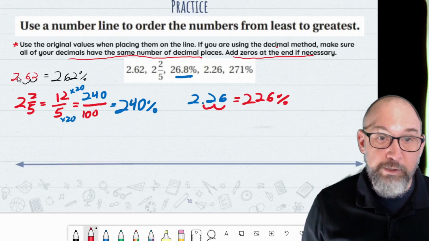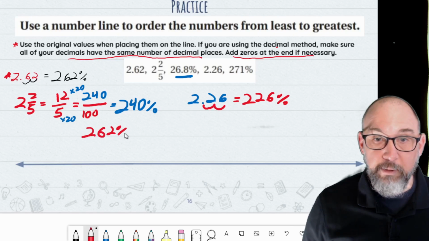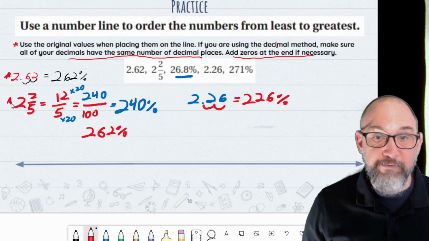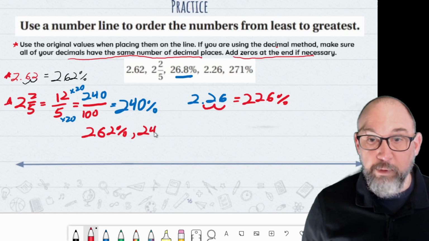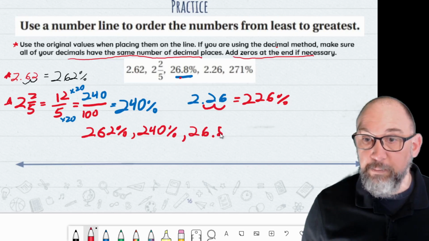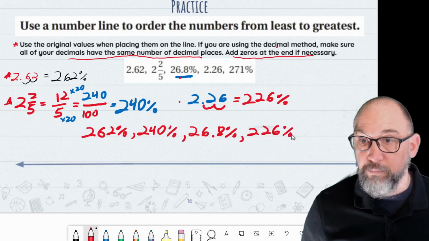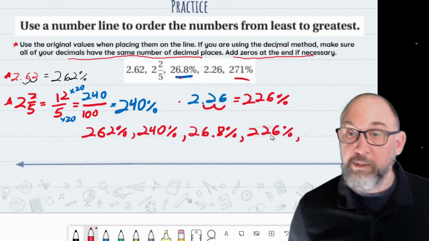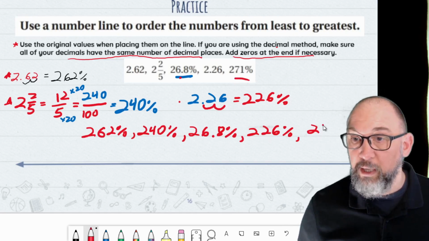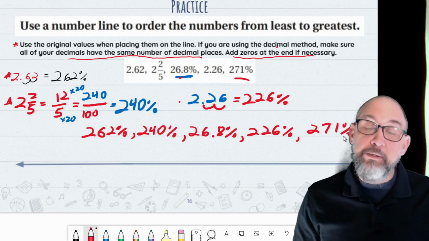Okay, so let's look at all the values we've got. The first one I did right here is 262%. The second one I did, that 2 and 2/5, is 240%. Then I've got one from the table that I didn't have to convert, 26.8%, that's already a percent. Then I had the 2.26, which converted to 226%. And the last one in the table that is already a percent is 271%.